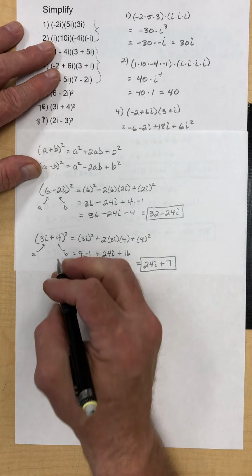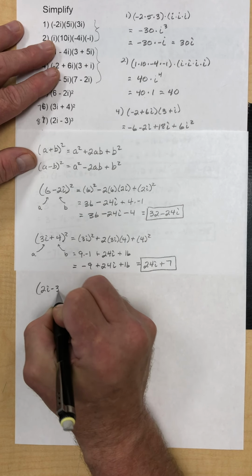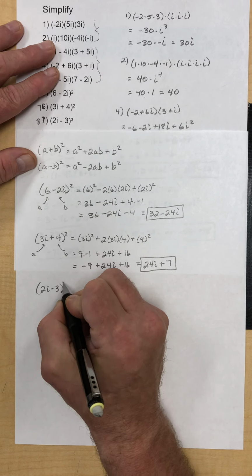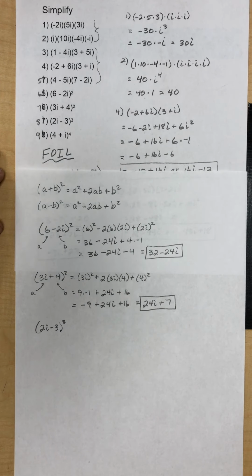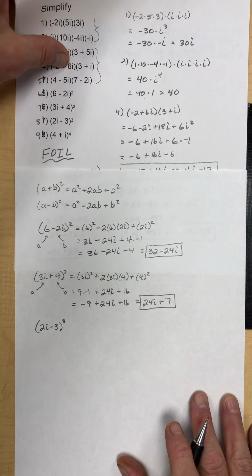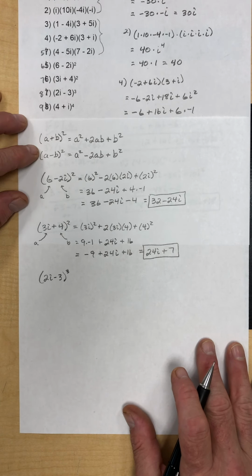Okay, so let's see what we got next. We have (2i - 3)^3. Ooh, now that is cubed. So we got some tougher ones there. That's going to take a little bit more time. Well, I'm thinking about these guys right here.